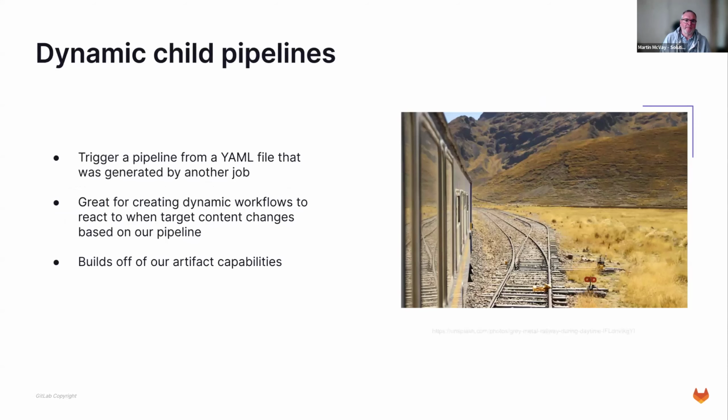So first of all, what is a dynamic child pipeline? We can trigger the pipeline from the YAML that was generated by another job. It's really good for dynamic workflows when content needs to change based on values inside the pipeline or any variables being passed in, or anything that we can derive and extract during an upstream job. If that can drive downstream functionality and drive how a job is constructed, then we can do that. We also use our artifact capabilities here to do this. So the flow is that we create the artifact and then we reference that artifact in our downstream jobs.